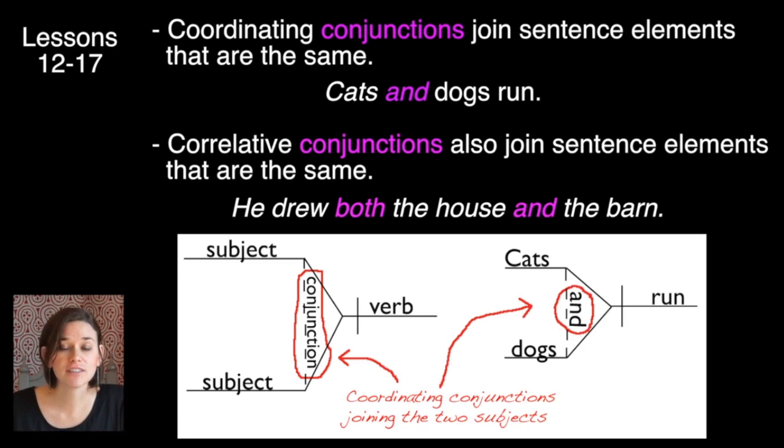In lessons 12 through 17, you learned all about conjunctions and how to diagram many compound elements: compound subjects, compound verbs, compound direct objects. You learned that coordinating conjunctions join elements that are the same, and there are 7 of them: for, and, nor, but, or, yet, and so. You learned that correlative conjunctions also join sentence elements that are the same. Either or, both and are 2 examples of correlative conjunctions.